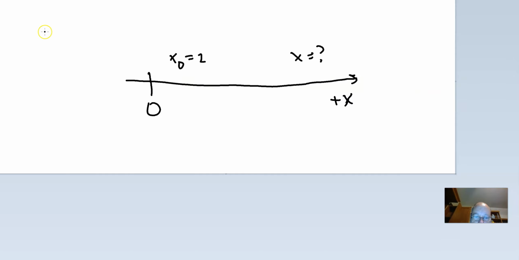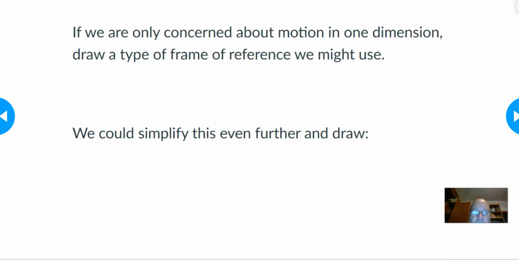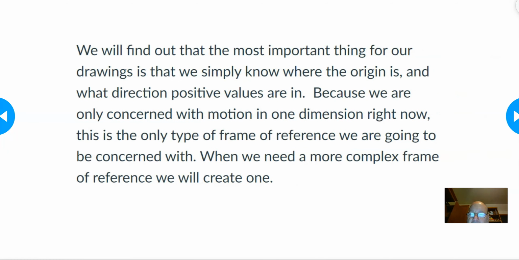Okay, so let's go back to the Nearpod, and so that's what I wanted you to draw, those two spaces there. So if we go to the next slide, we'll find out that the most important thing for our drawings is that we simply know where the origin is and what direction positive values are in. Because we're only concerned with motion in one dimension right now, this is the only type of frame of reference we're going to be concerned with. When we need a more complex frame of reference, we'll create one.